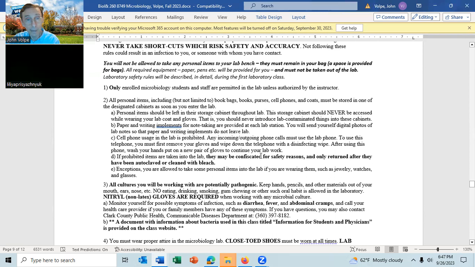Cell phone usage in the lab is prohibited. If you get a call, you would have to take off your gloves, take off your lab coat, go wash your hands, go get the call, take the phone outside of the lab, answer the phone, or most likely call them back. When you're done, put away your phone, come back into the lab, go to the sink, wash your hands, put on your lab coat, put on gloves, and return to your workstation.